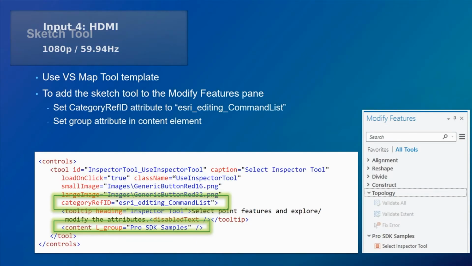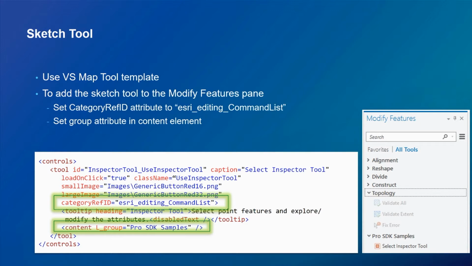Okay, so I'm going to go ahead and talk about sketch tools, or the modify tools, and how you create one of them, use them in the UI, and integrate them into the existing modify features pane where all the core editing tools are, or within the favorites gallery through the edit tab.